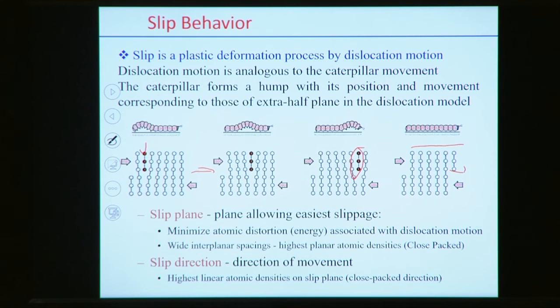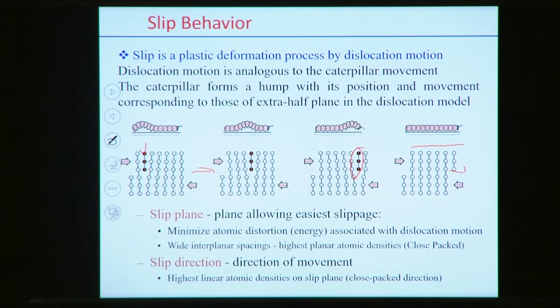Now, the slip plane is the plane allowing the easiest slippage. In the crystal structure, the slip plane is considered as the plane allowing the easiest slippage, which corresponds to minimized atomic distortion energy. That is associated with the dislocation motion. At the same time, wide interplanar spacing, close pack density, or highest planar atomic density corresponds to the close pack plane. So slip will happen mostly in the close pack plane.